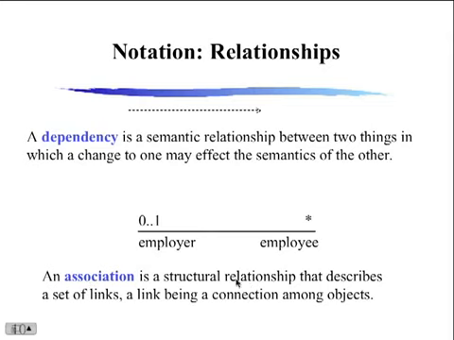And the association is a structural relationship that describes a set of links, a connection between or among the objects themselves. And we see employer has 0 or 1, employer has employees. Any number of employees might be working for one employer, or no employers. So the notation is exactly the same as we saw in entity relationships, because it's really showing an association in UML terms, but it's a relationship.